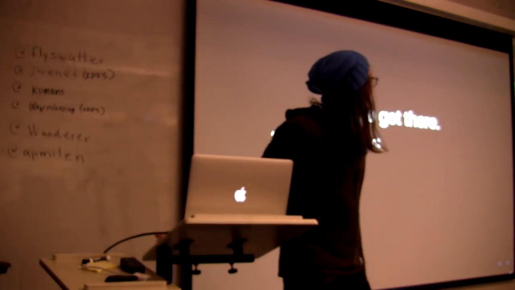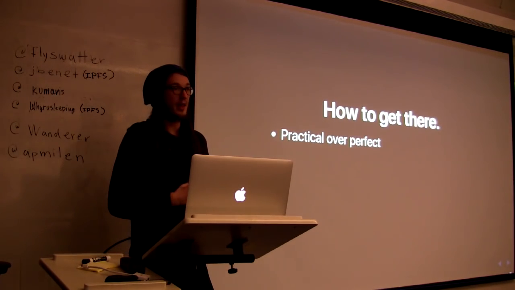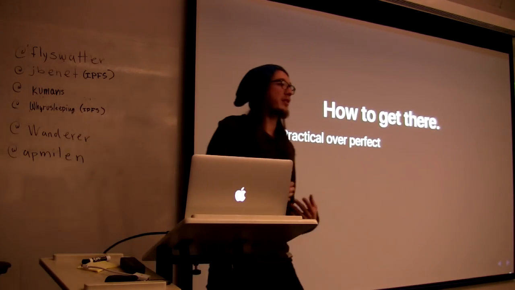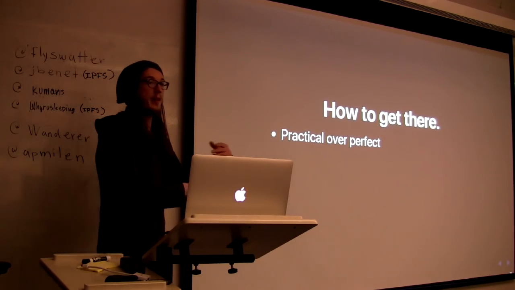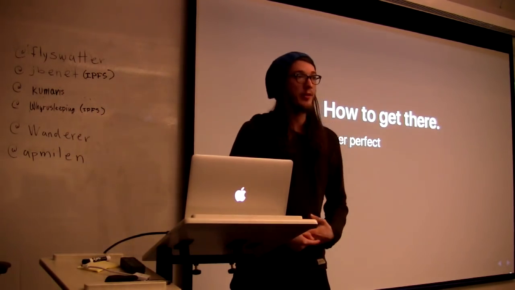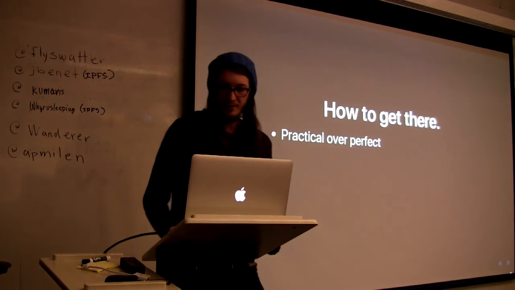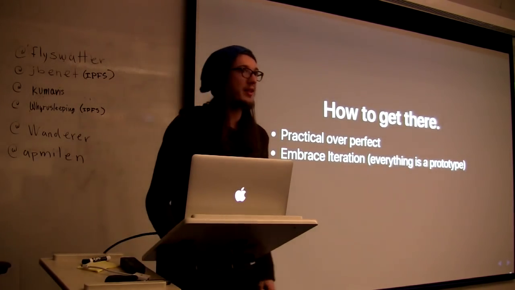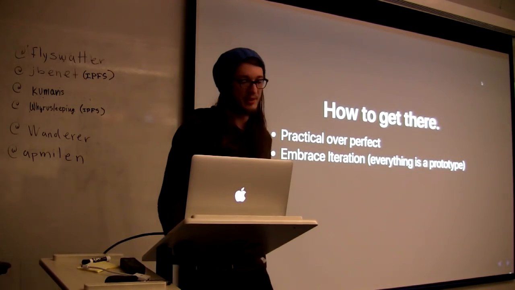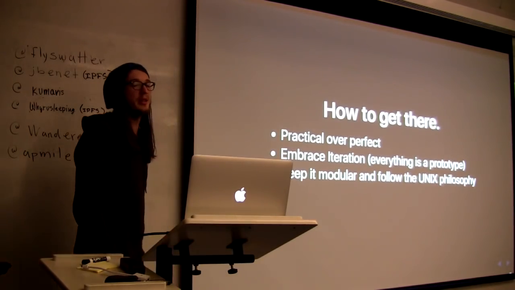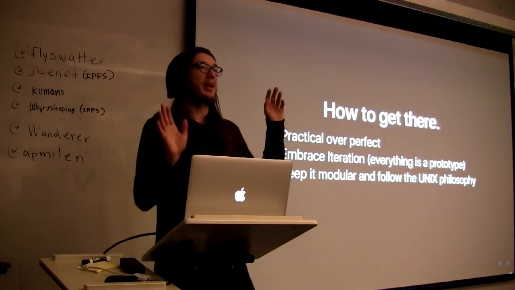So how to get there? Be practical over perfect. There's a lot of theory, and you can stare at this theory all day long. But for me, and for a lot of people, just writing stuff, figuring out what happens in the real world, and then feeding back, looking at the theory and moving forwards is the best way to go. So don't worry about being perfect. Just try to be practical, and embrace iteration. Everything's a prototype. Don't get caught up in building the big final shiny thing. It's just one iteration. Keep it modular and follow the Unix philosophy. Really quick note, Plan 9 was awesome.